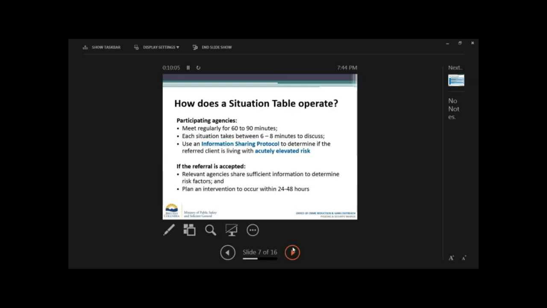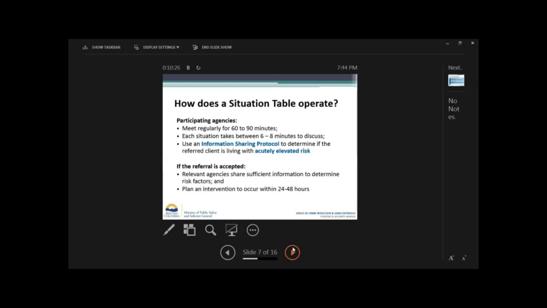Once we've all shared the information and built a bit of a picture about what services this person might need, everybody who is responsible for that specific service would then hive off after the actual table has run its course through all of the clients, and you'd plan an intervention. So what that looks like is that you would literally check your calendars and say, okay, when are we going to go help this person? Tomorrow or the day after?